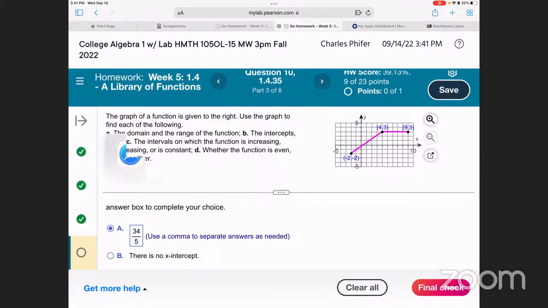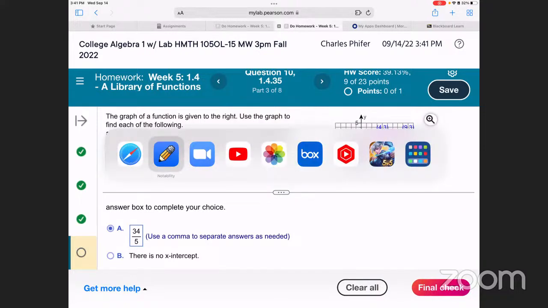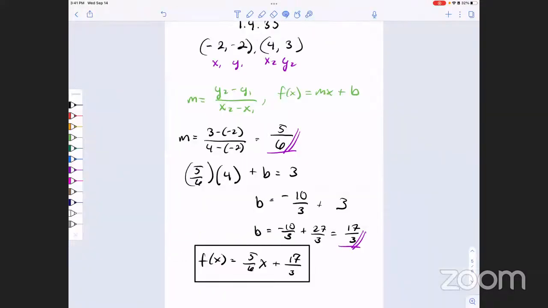-2, and 4, 3, right? 3 minus a -2, double negative is positive, that's a 5. 4 minus -2 is a 6, so that's our slope. Y equals mx plus b, where x was 4 and our y value was 3. That becomes a 2 over 3, 10 over 3. Oh, I see what I did wrong. I just ignored the 3 on the right-hand side.